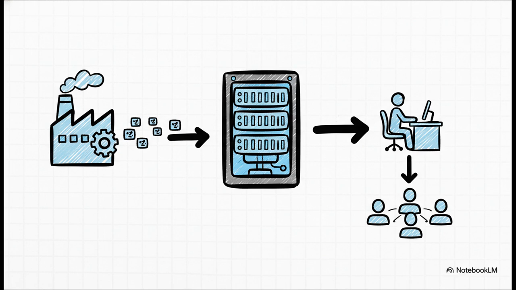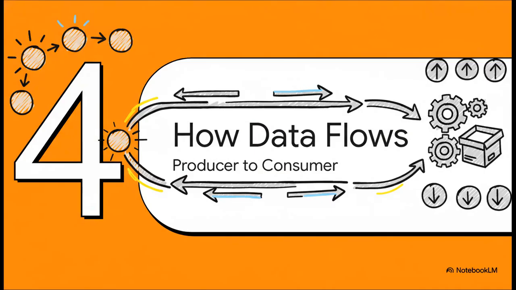Kafka is smart enough to make sure that each partition is only being read by one consumer in that group at any given time, so they don't step on each other's toes. Okay, we know the pieces. Now let's see them in action.